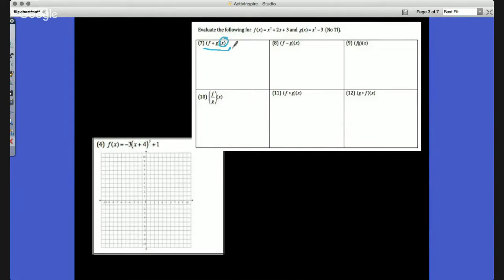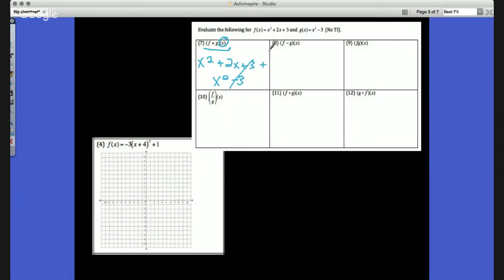Remember, this x does not mean that we distribute x once we're done. It means that x is plugged in for x, which, if you plug x in for x, whatever you get at the end is what you get. So in this example, we get x squared plus 2x plus 3, plus x squared minus 3, because we've got the f part plus the g part. We simply combine like terms to get 2x squared plus 2x, because the 3's would cancel, all right?